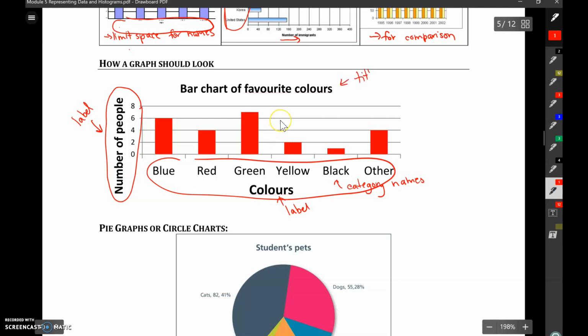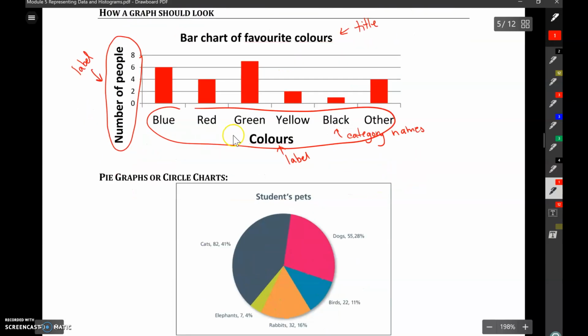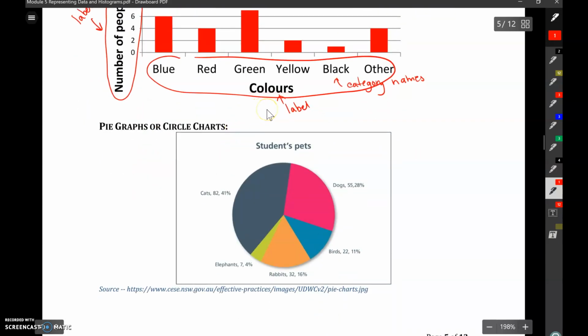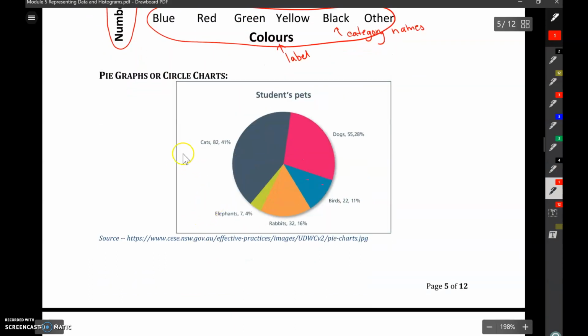We also want to see a title. This title is not particularly the most descriptive, but we should see a descriptive title there. The next most common type of chart that we see, which again you'll have a chance to make in Excel in an activity later in this unit, are pie graphs or circle charts, depending on who's describing them. All pie charts need to have that descriptive title appearing.